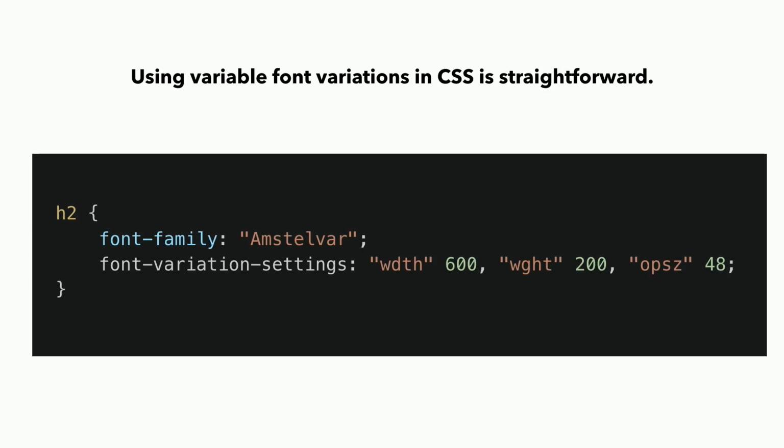OK, so using variable font variations in CSS is very straightforward. Remember the 4 character tags that I mentioned before that define the variable axes? This is how you use them. So you want to define the width and the weight and the optical size. You use those 4 character tags followed by the value that you want to use.